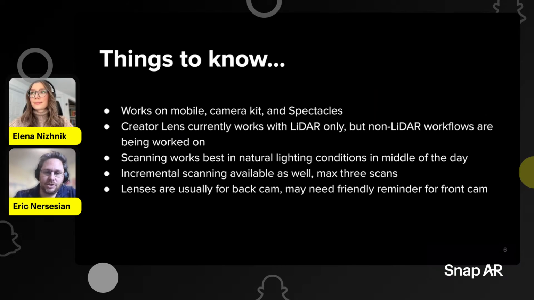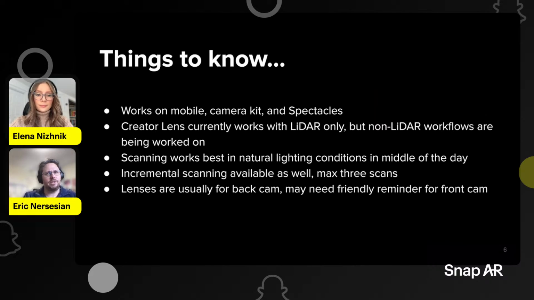When you're scanning a location, think about a good time to do it, like when Snapchatters would actually be on location. Usually the middle of the day and neutral lighting is best. And we also have an incremental scanning feature in the Creator Lens, which means you can create multiple scans at different times of the day. So early morning, midday, evening, nighttime, and they get compressed together into one scan that hopefully has a much wider range of lighting conditions that it works with.